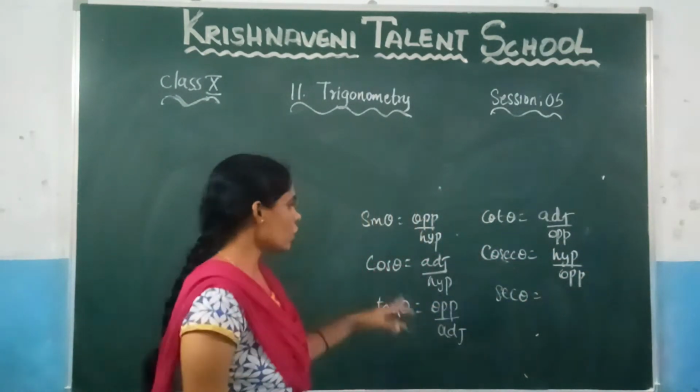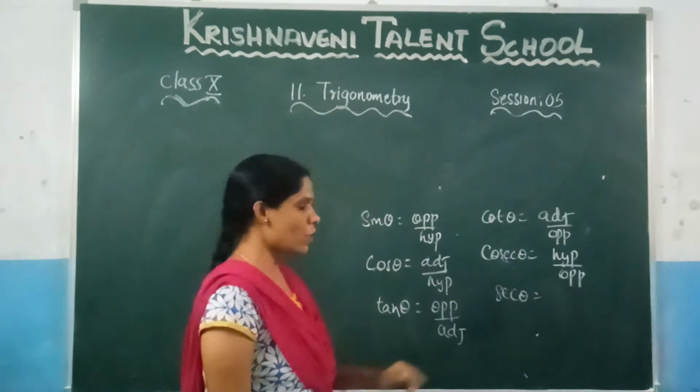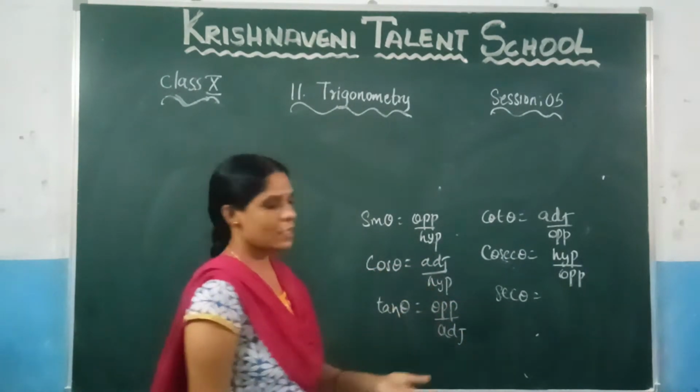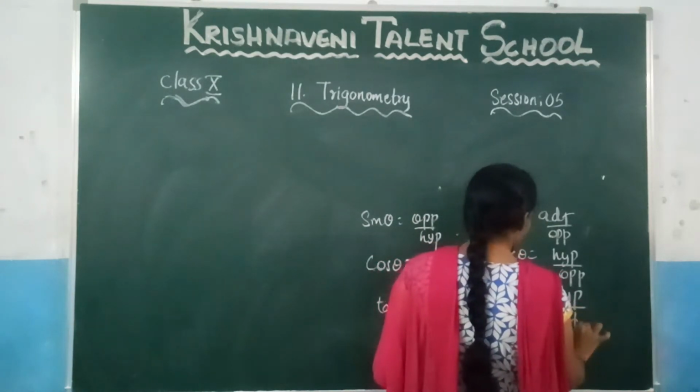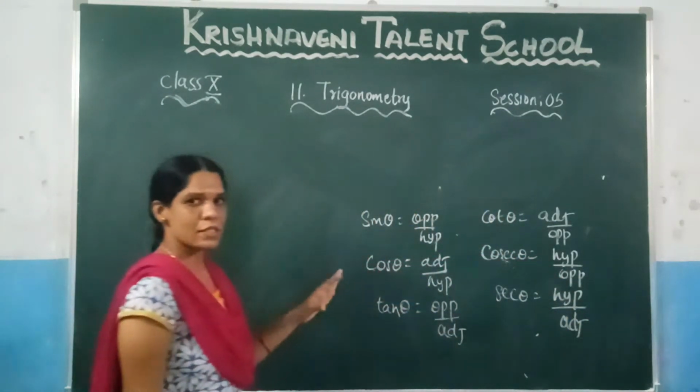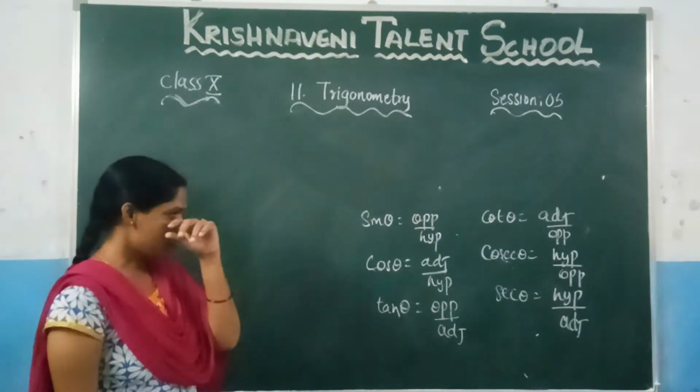And the reciprocal of cos theta is nothing but secant theta, which is hypotenuse by adjacent side. These things we have discussed before the exercises.